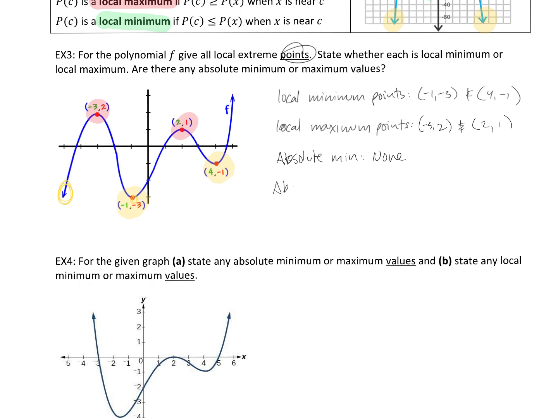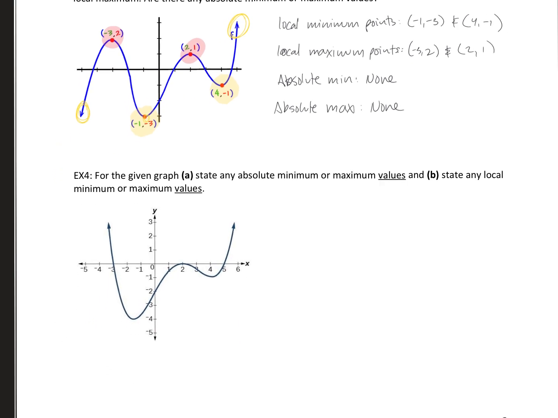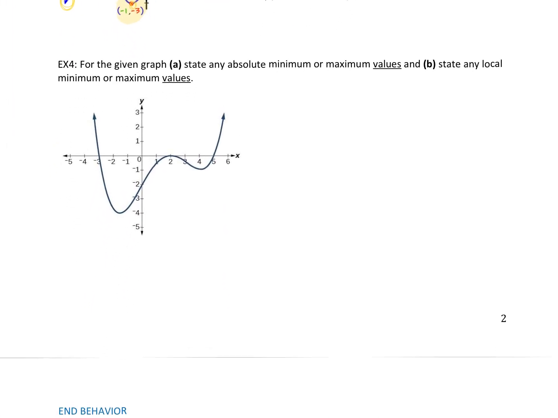And then, any absolute maximums? Well, let's take a look, and oh, again, we have that arrowhead. So there's not going to be any absolute maximums. So again, we're going to have none. Though we do have some local ones, we don't have any actual absolute max and mins.